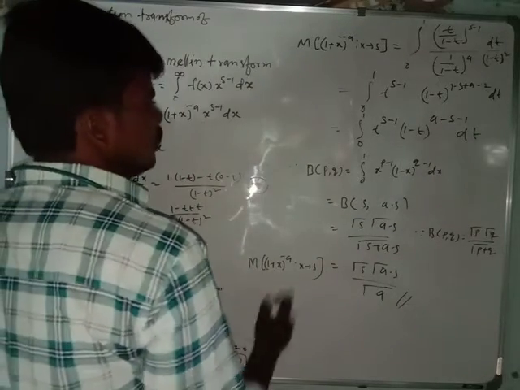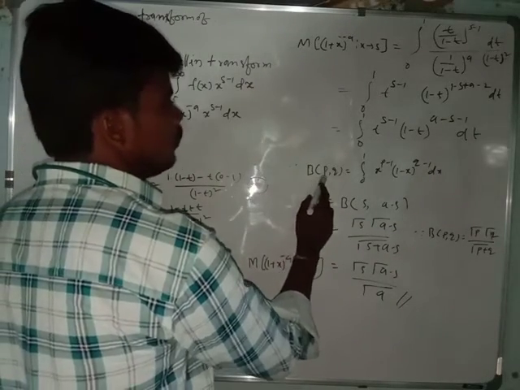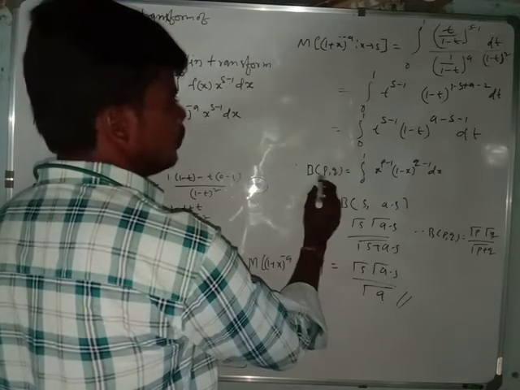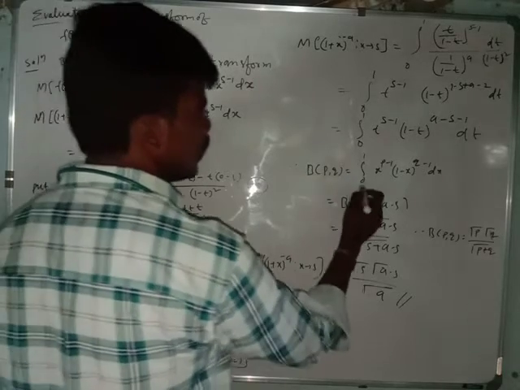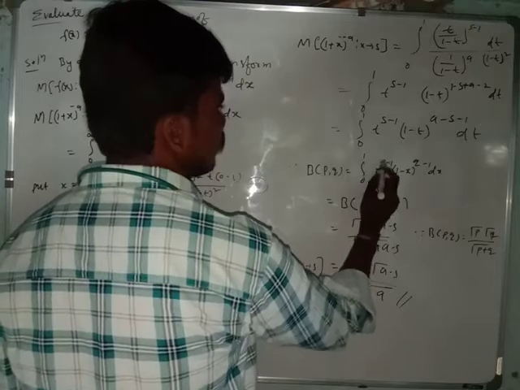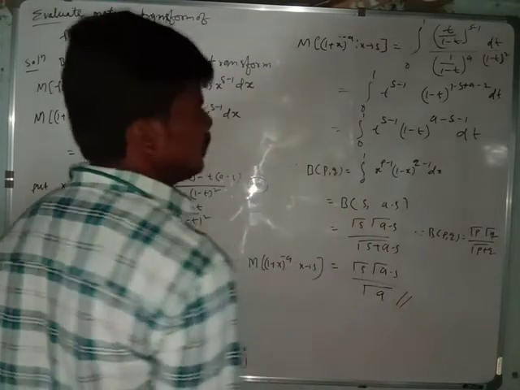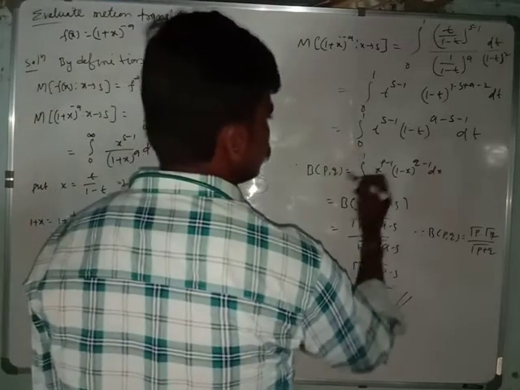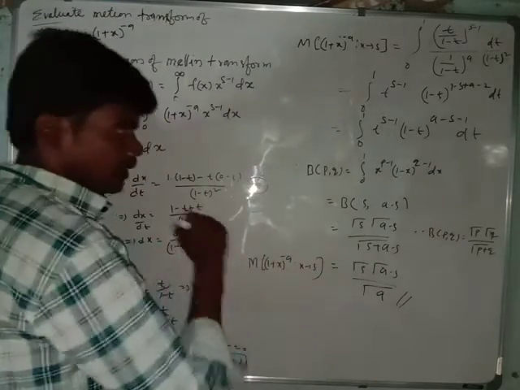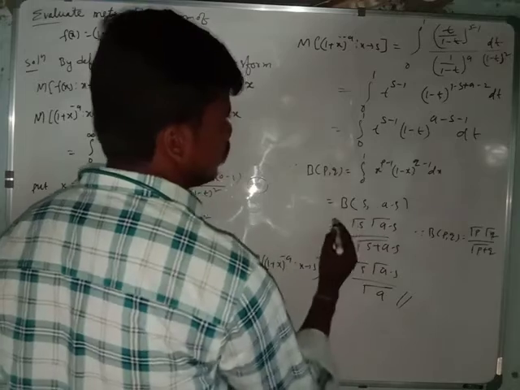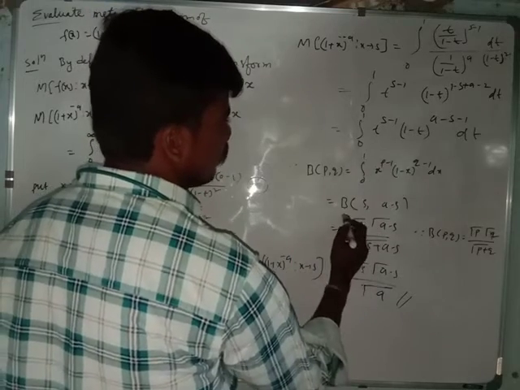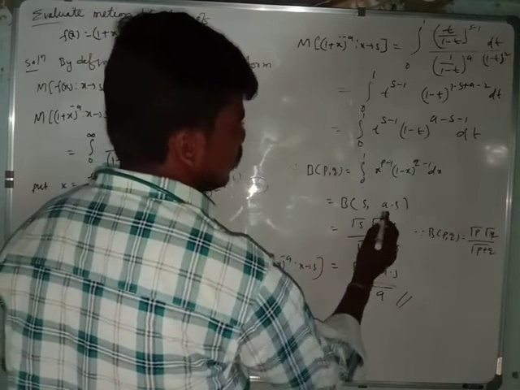We know that beta of p comma q equal to the integration from 0 to 1 of x power p minus 1 into (1 minus x) whole power q minus 1 dx. Now using this equation, we write this as beta of s comma a minus s.